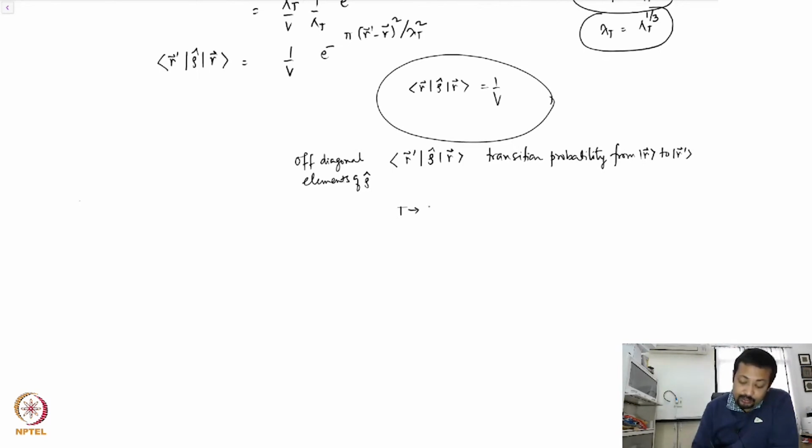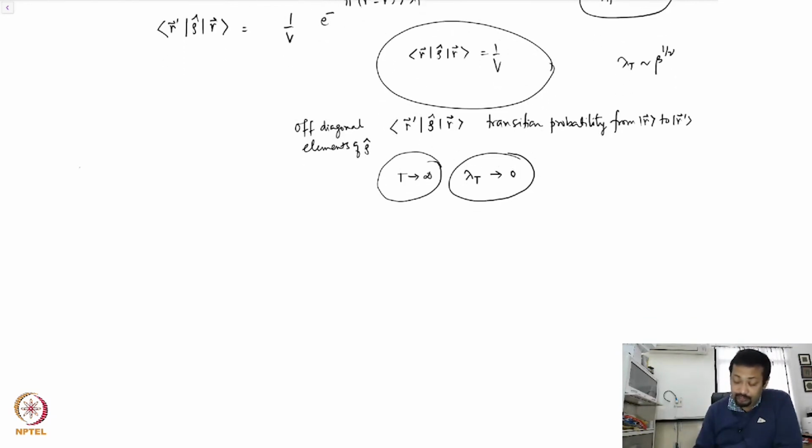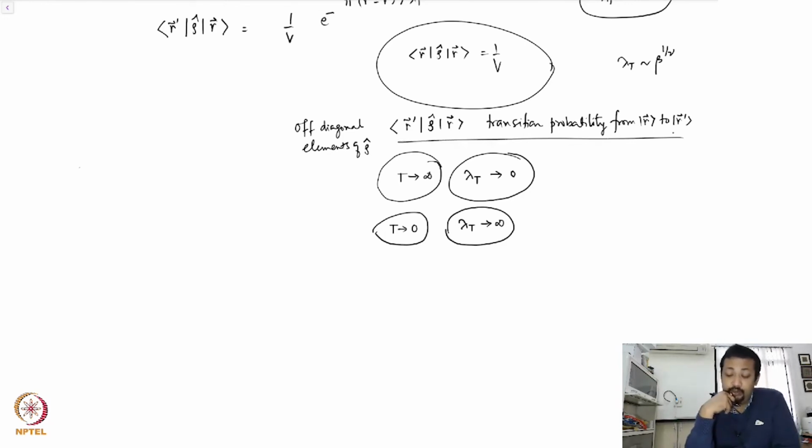Now, as t tends to infinity, you know that lambda t vanishes, because lambda t goes as beta to the power 1 over nu. So in the limit of large temperature, when lambda t vanishes, you see the off diagonal elements of this also vanish, right? So you only have the diagonal elements. When t tends to 0, your lambda t tends to infinity, and that is when your off diagonal elements start appearing, and you talk about a transition probability from R to R prime.